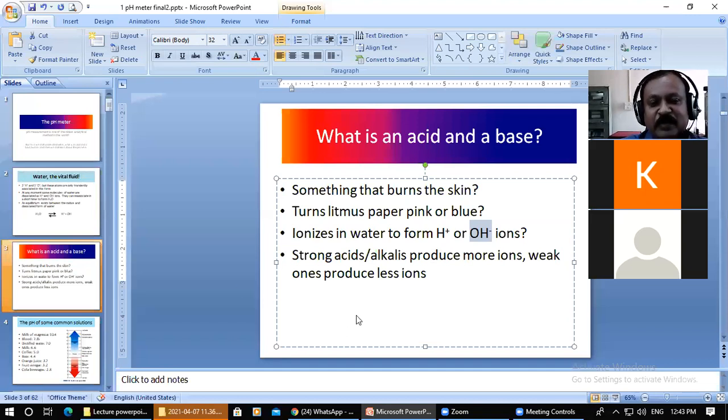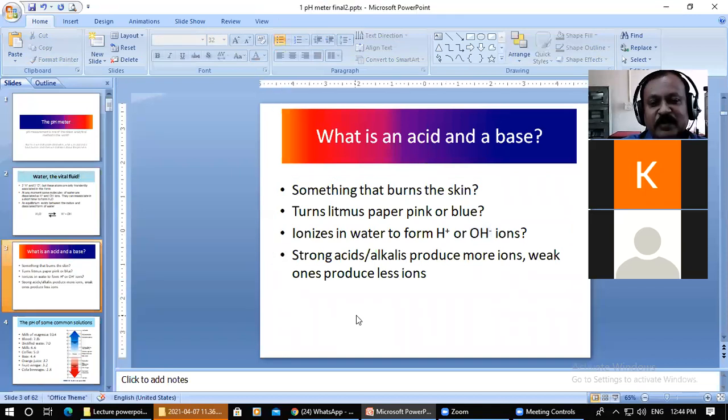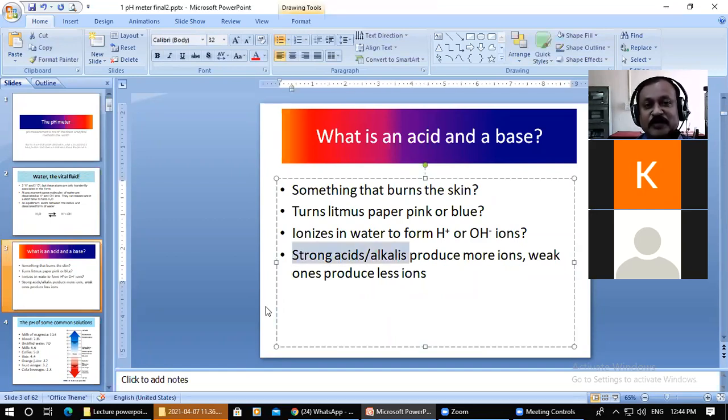Then we also know that there are strong acids and weak acids, and strong alkalis and weak alkalis, or strong bases and weak bases. Strong acids and strong alkalis immediately dissociate in water, and therefore they produce a large number of ions. The weaker acids or weaker bases will not dissociate completely in water. They will dissociate partially, and therefore they will produce fewer ions in the water. Is it clear to everybody?